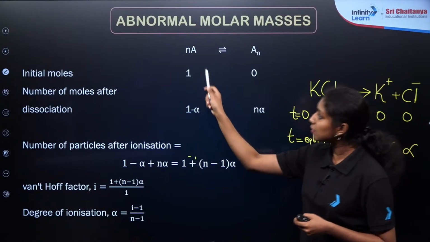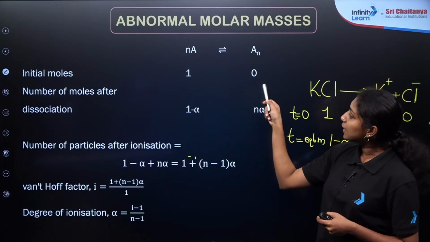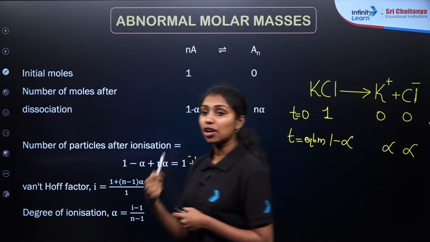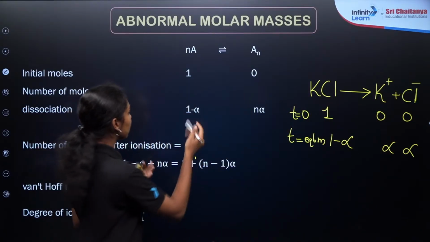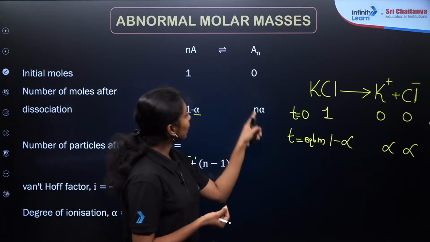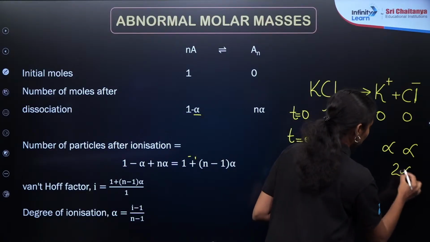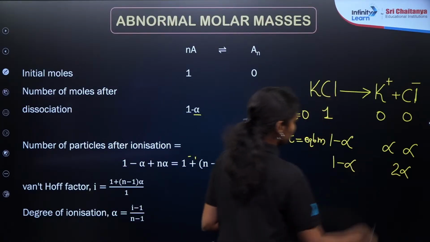Similarly, if you are taking a general condition here, where one molecule of N gets converted into A N, then initially it will be 1, and for A N it will be 0. If you are doing any association or dissociation here, in dissociation, it will be taken as 1 minus alpha, then finally it will be N alpha. For example, here it will be 2 alpha. 1 minus alpha and 2 alpha.